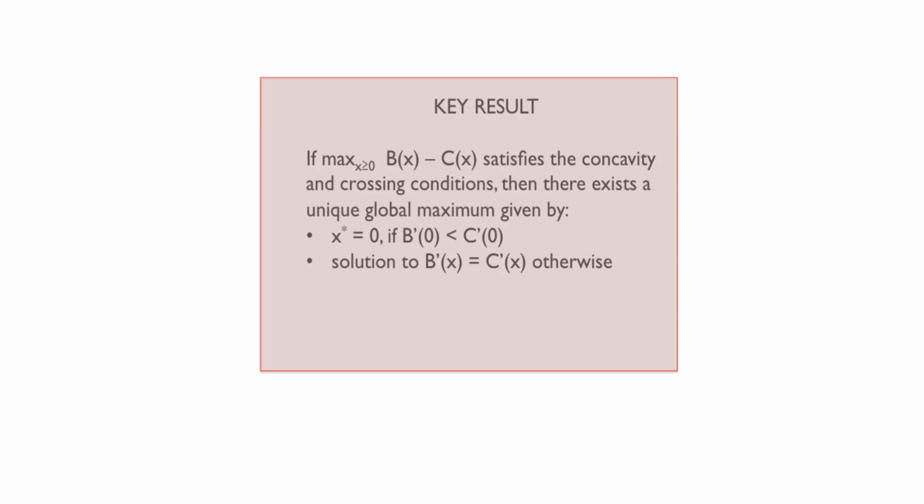Now, the result that we have developed in this section is so important that I want to highlight it for you as a key result of this first unit. And it basically says, if you have a maximization problem that has the economic structure that we have assumed, that satisfies both the concavity and the crossing conditions, then there exists a unique global maximum that has one of the following two forms. If the marginal benefit at 0 is less than the marginal cost at 0, then the solution is 0. Otherwise, the solution is to be obtained when marginal benefit equals marginal cost.